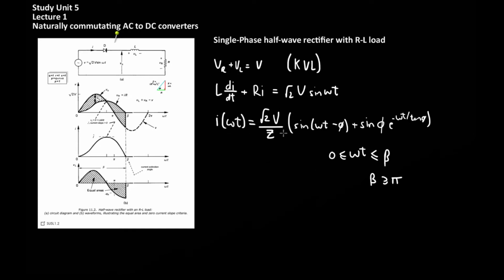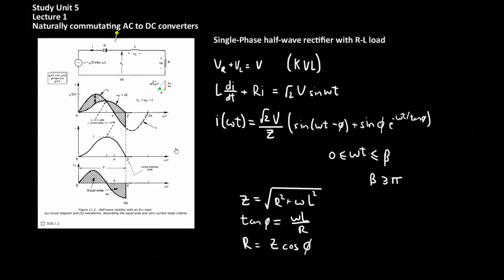The solution for the current requires that omega t be less than the critical angle beta, and also that beta is larger than pi. Z, theta and tan theta are used to represent the actual values of the circuit elements, and I'll just summarize here. The impedance Z is simply the square root of R squared plus omega L squared, which is the impedance of the inductive and the resistive component. Tan theta is the quality factor of this inductor, and R is defined as Z cos theta.